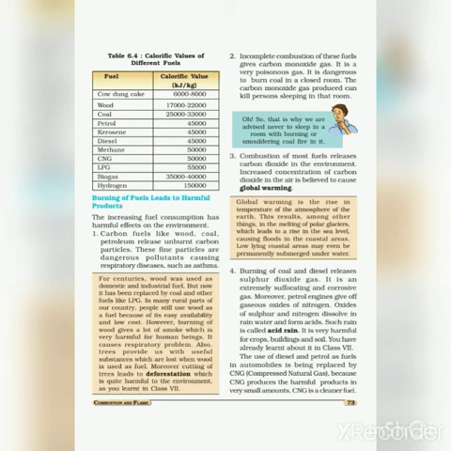Third, burning of fuels releases carbon dioxide causing global warming. Here the temperature of the environment rises. That means the earth's temperature increases due to this. What happens? Melting of polar glaciers takes place, and the rise in sea level causes floods in the coastal areas.